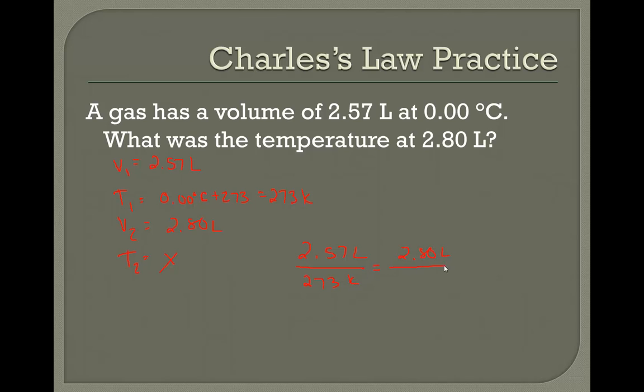First thing we're going to do is cross multiply. So that's 2.57 liters times X is equal to 764.4 Kelvin times liters, by multiplying these two together. Divide both sides by 2.57. The liters cancel, and that leaves us with 297 Kelvin. Let's try another one of those.